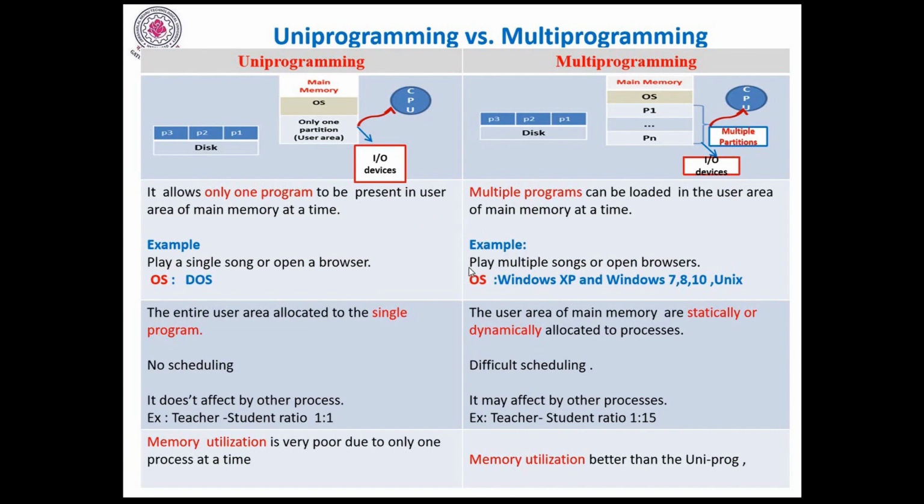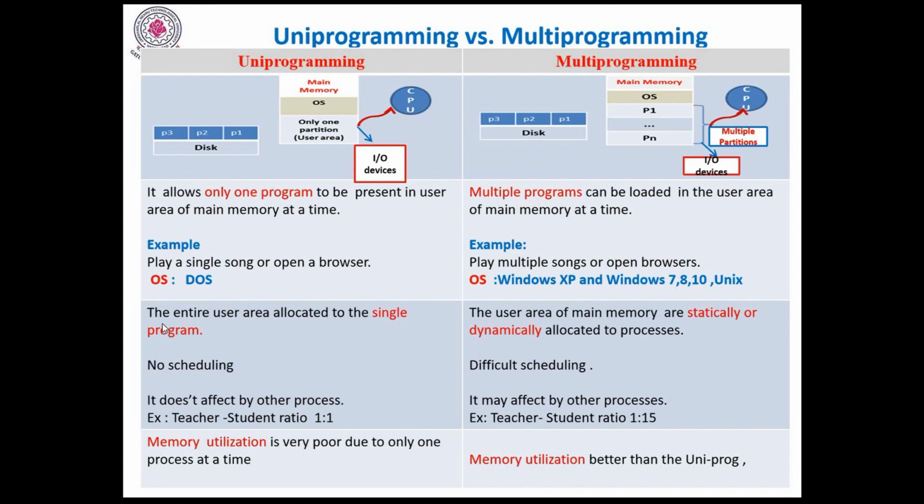Whereas in multiprogramming, I can play multiple songs or open multiple browsers also. How is it possible? Because the user area is divided into multiple partitions. When it is divided into 4 partitions, that means a maximum of 4 browsers I can open or 4 songs I can play, with respect to the number of partitions and the availability of each partition's size. Examples of operating systems: Windows XP, Windows 7, 8, 10, Unix.